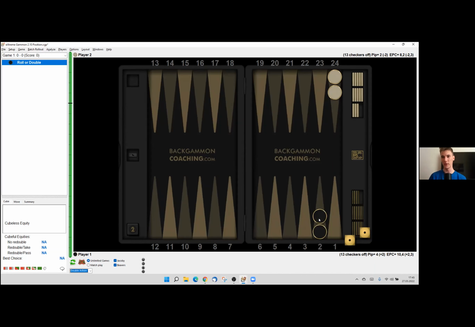Then it would be easy if we've got this position, what would the result be? So how would you think about this? Anyone? If anybody is confident what the right move is here, what's the cube action over here?